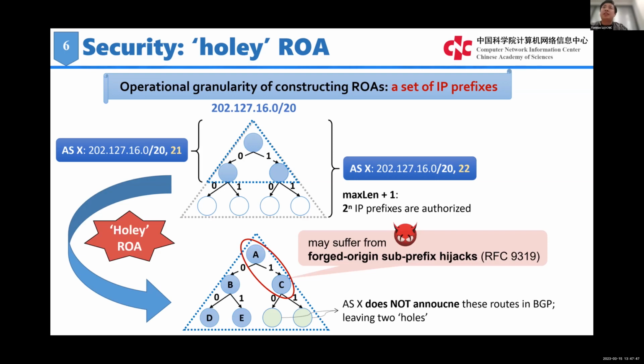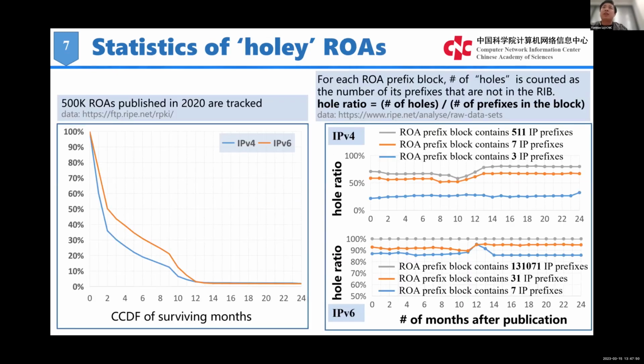We made some statistics about the holey ROAs. First, we tracked more than 500,000 ROAs published in 2020 and found that most of them survive for less than 2 months. Then, on every day, we calculated the number of holes in an ROA prefix block with the RIB collected on the same day. Then we observed the varying trend of the hole ratio of these ROAs. Clearly, the bigger the ROA address block, the higher the hole ratio on average. What's interesting, the hole ratio stays very stable as time goes on. Just to say, in most cases, once a hole is produced, it will stay there all the time.